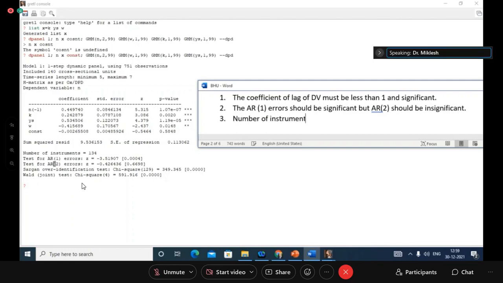Then third is the number of instruments has to be less than the number of what? Anyone? Any guess? Number of IVs, sir. Independent variables. Cross-sectional units. Cross-section.